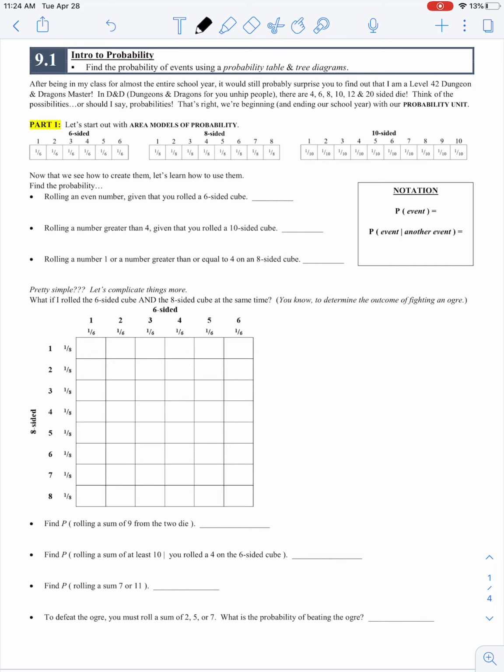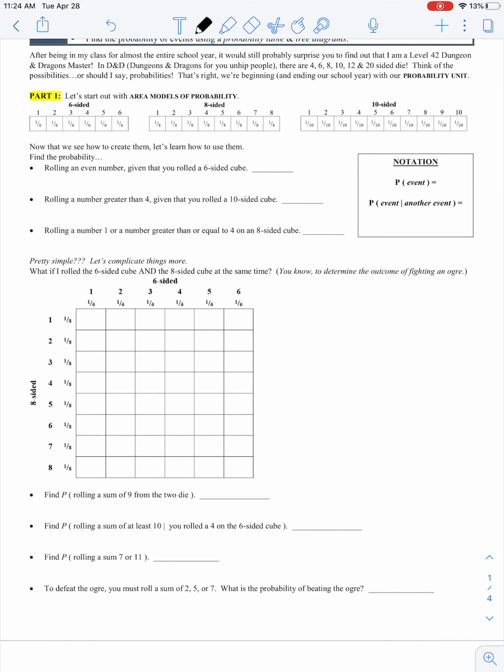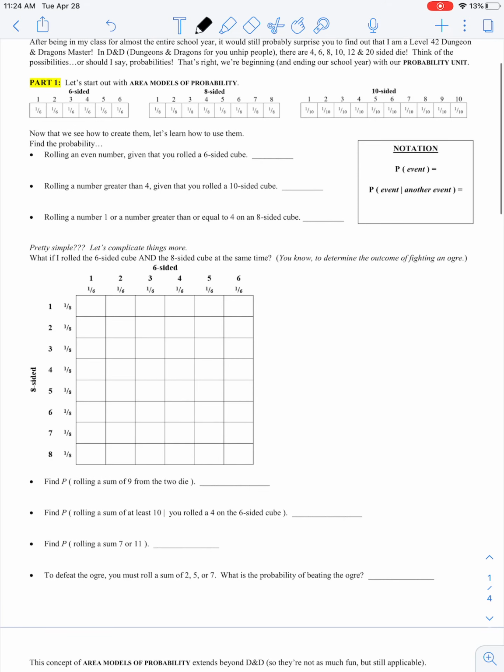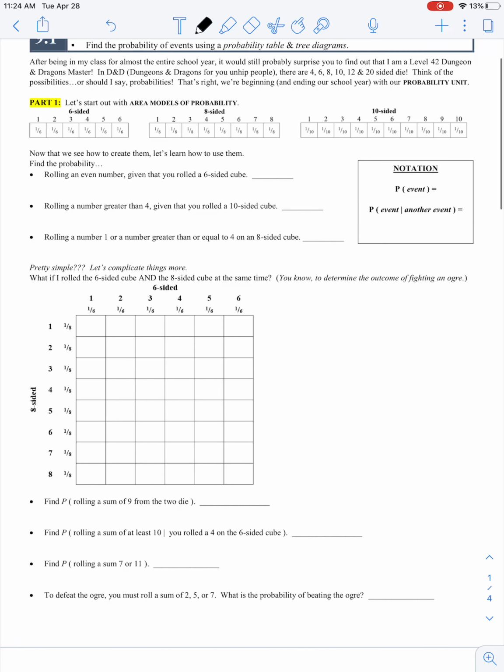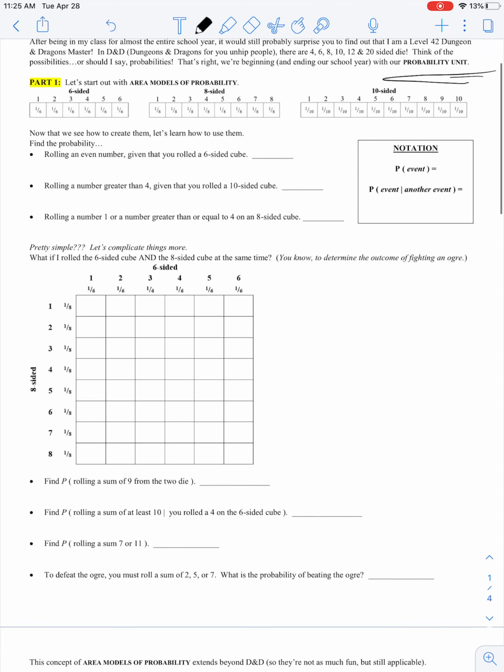So let's read. After being in my class for almost the entire school year, it would still probably surprise you to find out that I am a level 42 Dungeons & Dragons master. In D&D, there are 4, 6, 8, 10, and 12-sided die. Think of the possibilities, or should I say probabilities. That's right, we're beginning and ending our school year with a probability unit. So we are going to find different methods to help us find probabilities of different events.